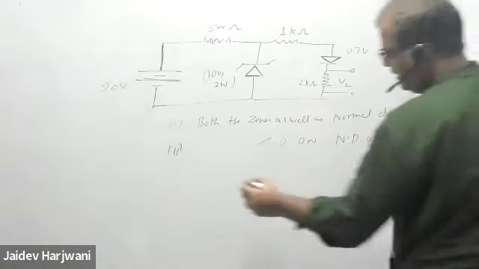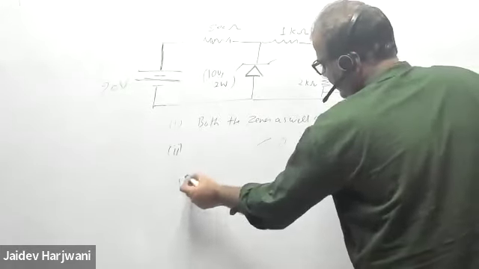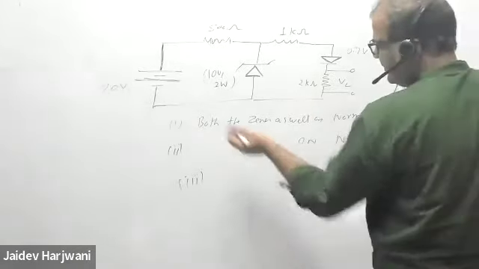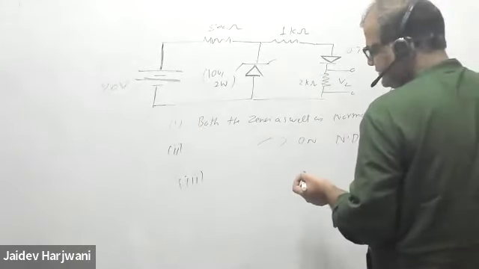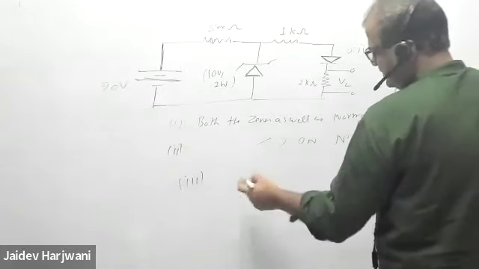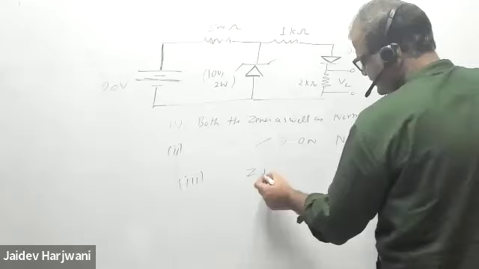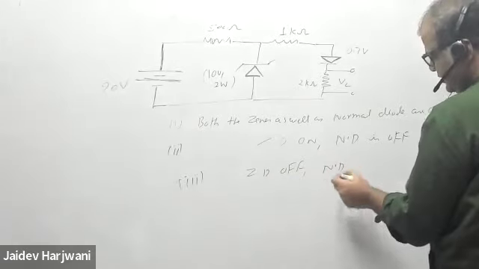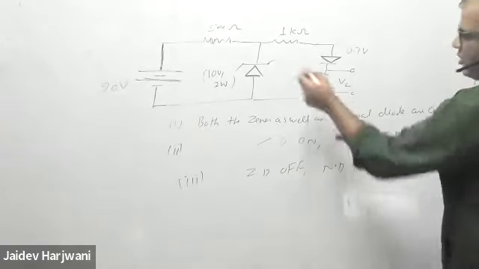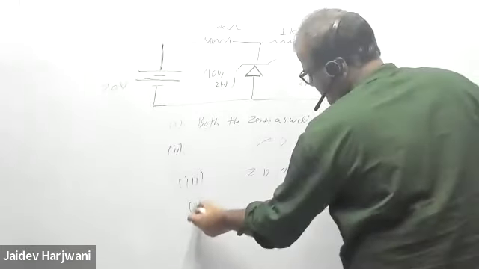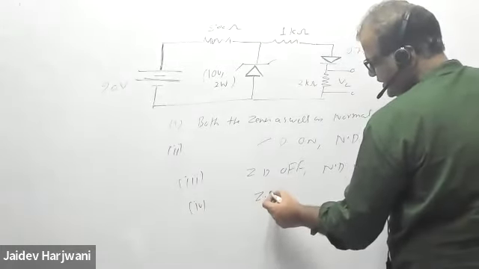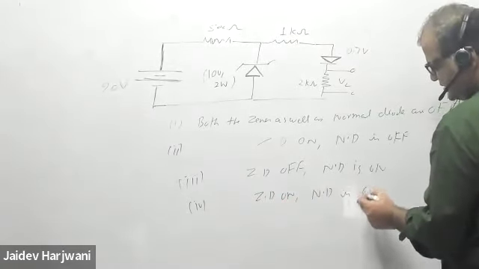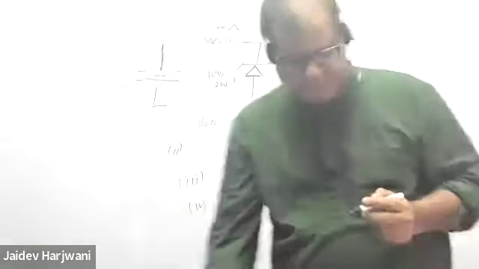Actually we have to see all the possibilities. This particular question is very simple, so we can find out that both are on, but in general we have to check all the possibilities. The third thing is Zener diode is off and normal diode is on. You can also write diode 1, diode 2. And the fourth possibility is both are on: ZD is on and ND is also on.